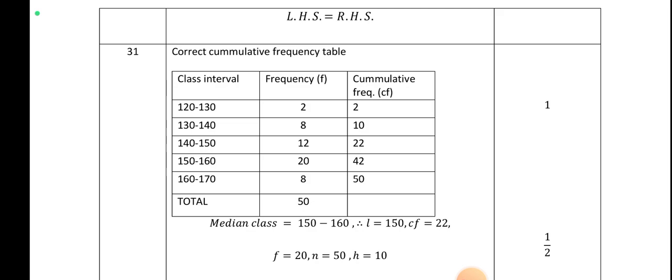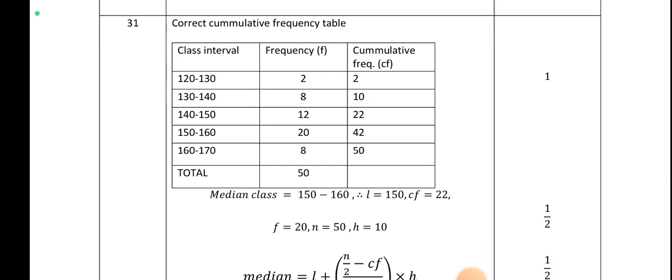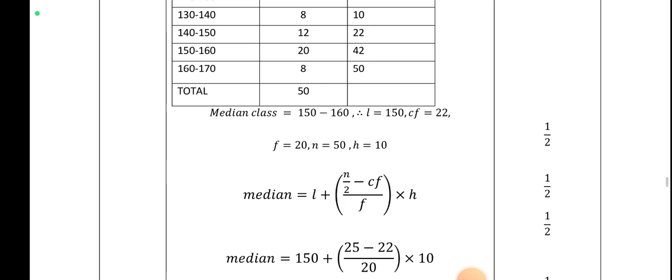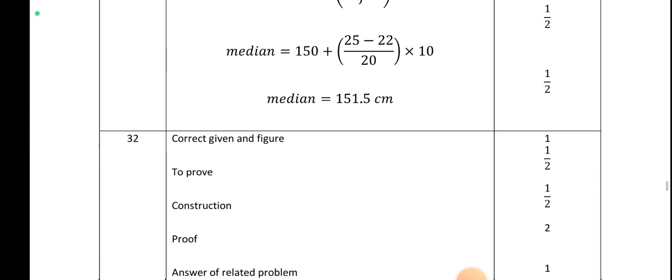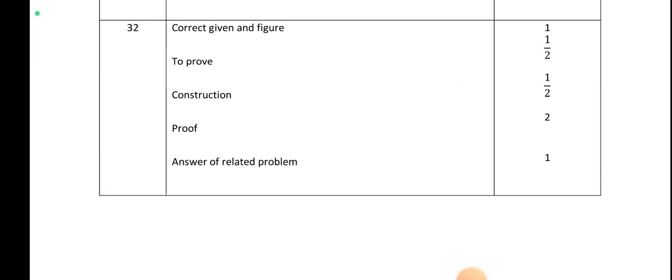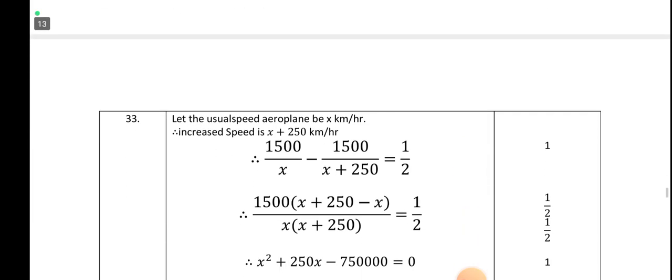And median frequency, see children, doing the table carries 1 mark, applying the formula carries half mark, and substituting carries half mark. It was easy. So kindly write the formula properly for statistics. Then the 32nd question, see how they have given marks for BPT: 4 marks, and for the related problem 1 mark, very good. But sometimes they ask BPT for 3 marks and the related problem for 2 marks.